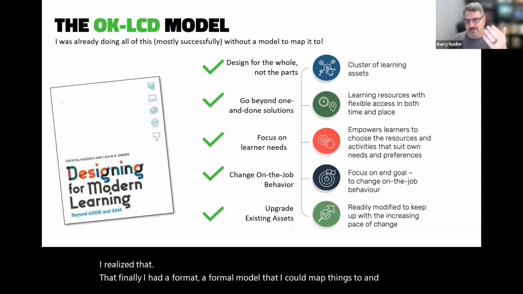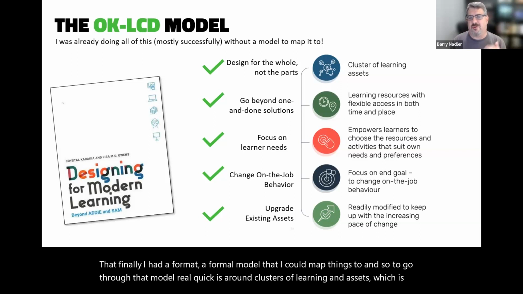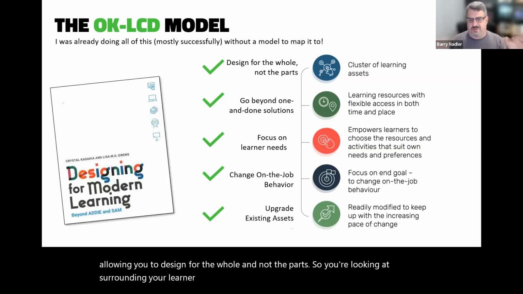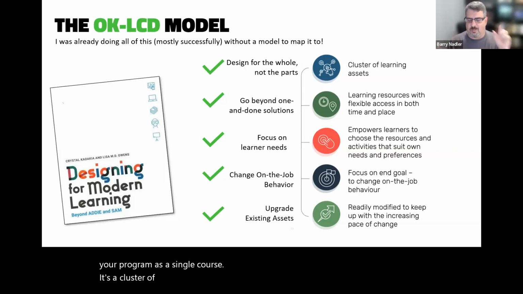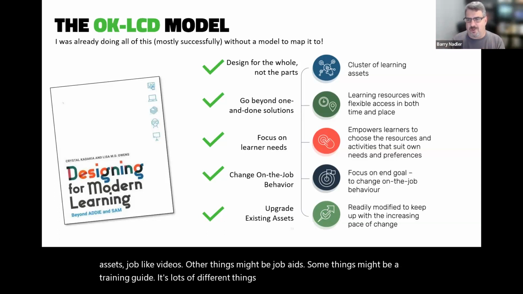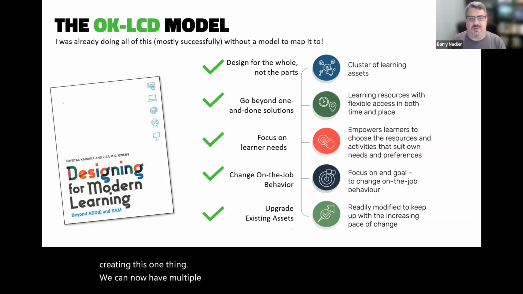And so to go through that model real quick is around clusters of learning and assets, which is allowing you to design for the whole and not the parts. So you're looking at surrounding your learner with resources, basically. So rather than thinking about your program as a single course, it's a cluster of things. One of those might be a course. Some of them might be assets like videos. Other things might be job aids. Some things might be a training guide. It's lots of different things that make up the whole. So rather than creating this one thing, we can now have multiple things that create a whole. It goes beyond a one and done solution.